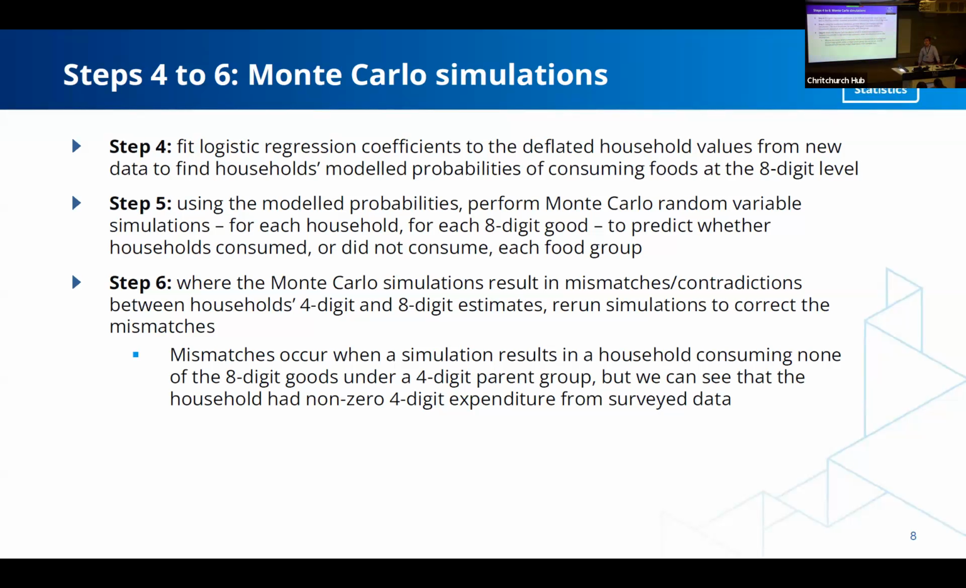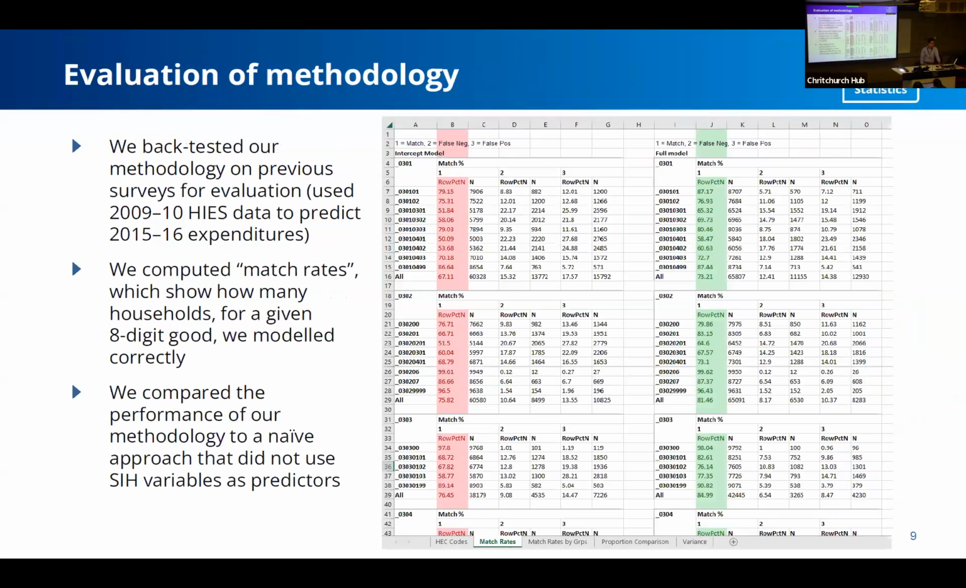Now, sometimes these simulations may actually result in a contradiction. So for instance, if we see in the survey data that a household, I'm going to use the meat example again, has a non-zero level of meat expenditure, but our simulations result in an outcome where they actually had zero expenditure for each 8-digit meat, like chicken and pork, then we actually will rerun the simulations again until that contradiction no longer happens. So at least one of those 8-digit food goods has to be non-zero.